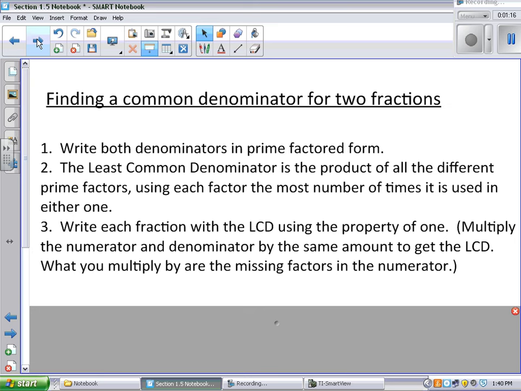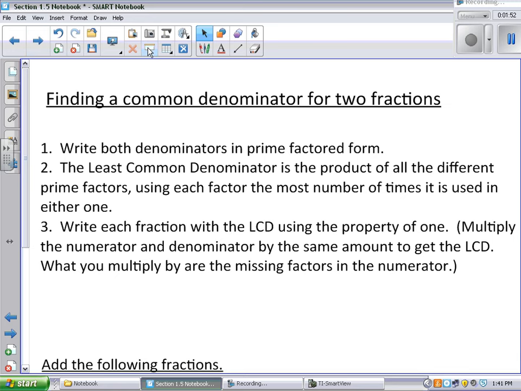So how do you find a common denominator? First, write both denominators in prime factored form. The least common denominator is the product of all the different prime factors, using each factor the most number of times it is used in either denominator. Write each fraction with the lowest common denominator using the property of 1. Multiply the numerator and denominator by the same amount to get the lowest common denominator. What you multiply by are the missing factors in the denominator.